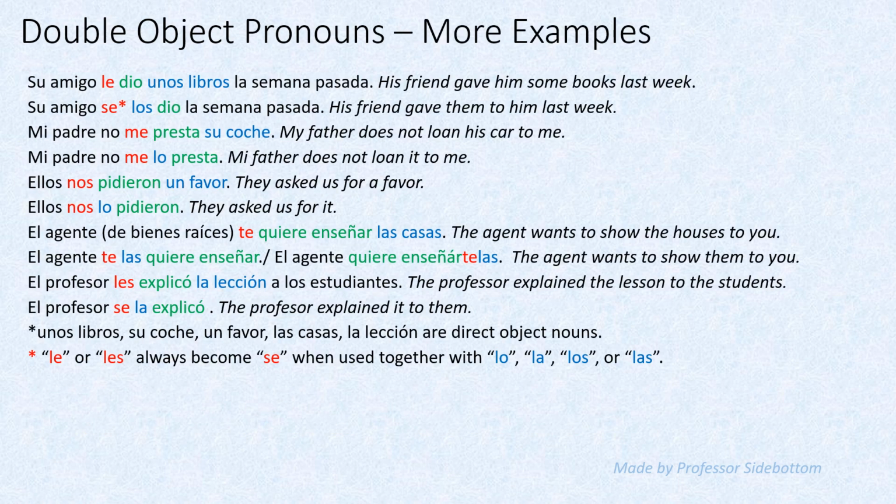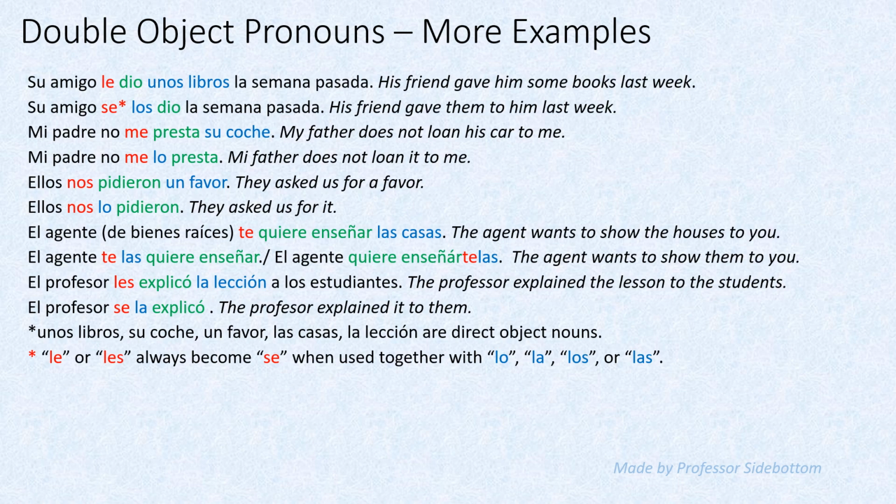Next, let's see some more examples using double object pronouns. Su amigo le dio unos libros la semana pasada. Su amigo se los dio la semana pasada. Mi padre no me presta su coche. Mi padre no me lo presta. Ellos nos pidieron un favor. Ellos nos lo pidieron.